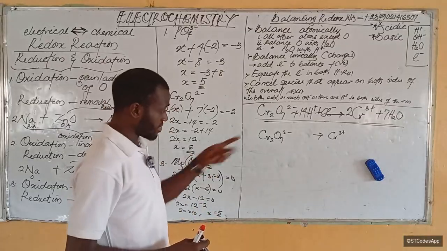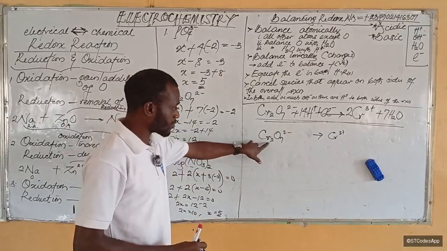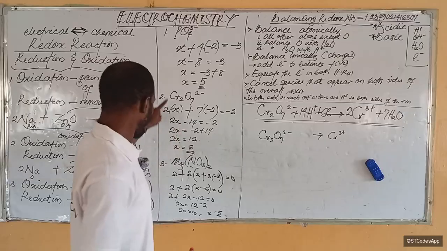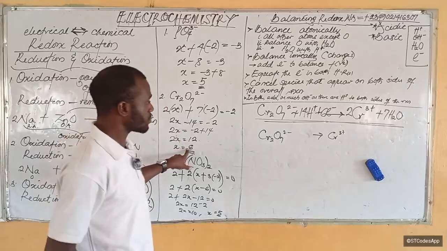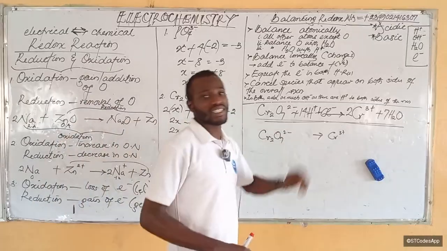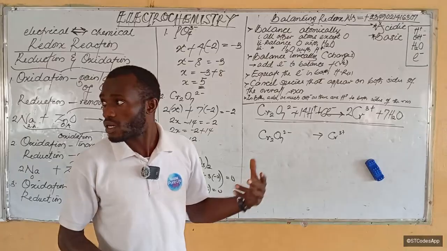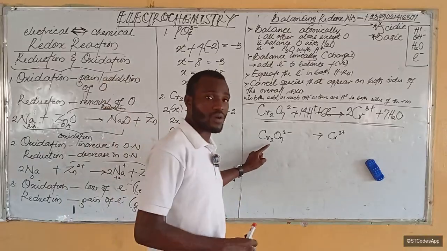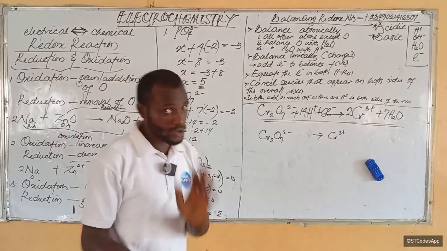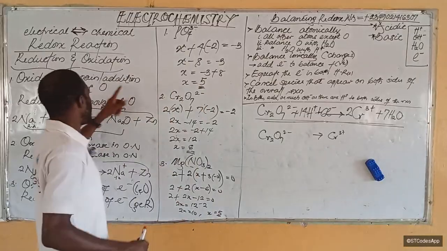Now, see what we have here. The oxidation number of Cr, we found it here to be 6. From 6, it turned to plus 3. What is that? That is reduction. Because the oxidation number is being reduced.